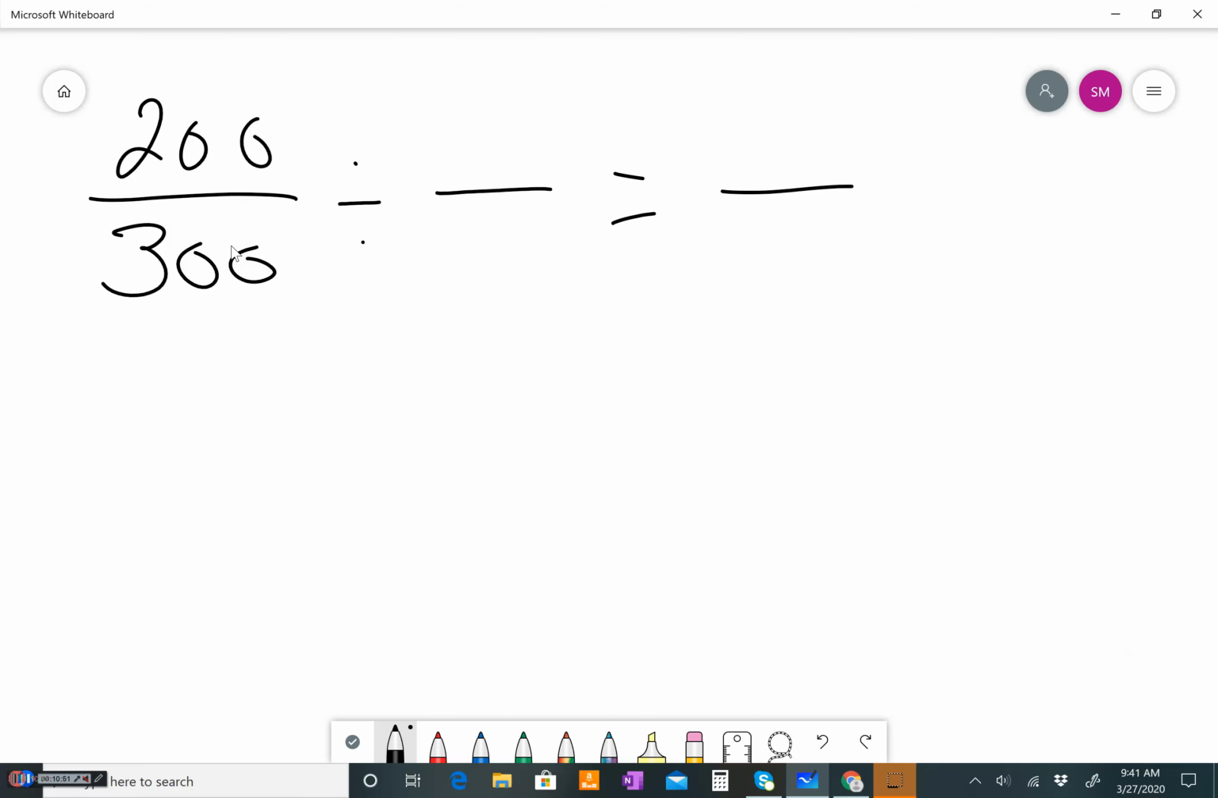I want to find a number that goes into both. They end in zeros. Zeros are even, so I could divide by 2. If I divide 2 into 200, I'm going to get 100. 2 into 300, I'm going to get 150. That's an equivalent ratio.